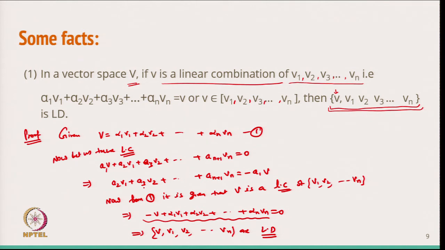So, from here I can say that the set of vectors V, V1, V2, up to Vn are linearly dependent. I can choose my A1, or divide by A1, or choose my minus A1 equal to 1, and it becomes the same thing. So, maybe I can take this concept directly from here also. Just apply this, take the minus V, then it becomes a linear combination, and then we get that they are linearly dependent.